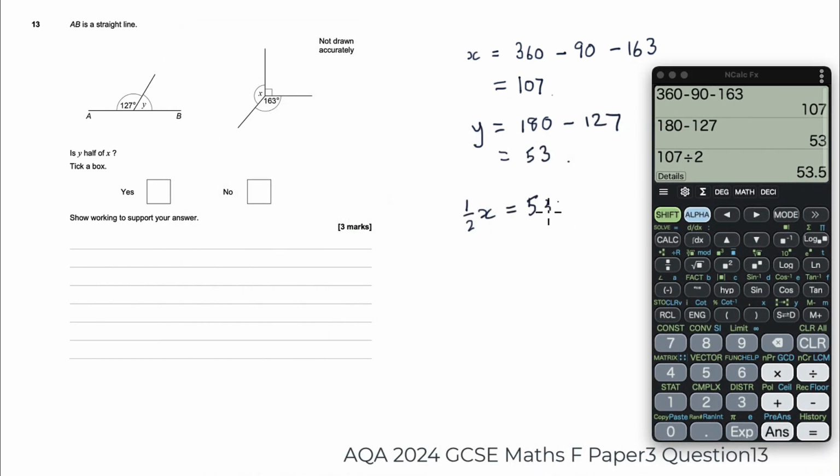Now, as you can see, 1/2 of x does not equal y. These two numbers, 53 and 53.5, are not equal. That sign means not equal to. So is y a half of x? No. Show working to support that answer. There is your working.